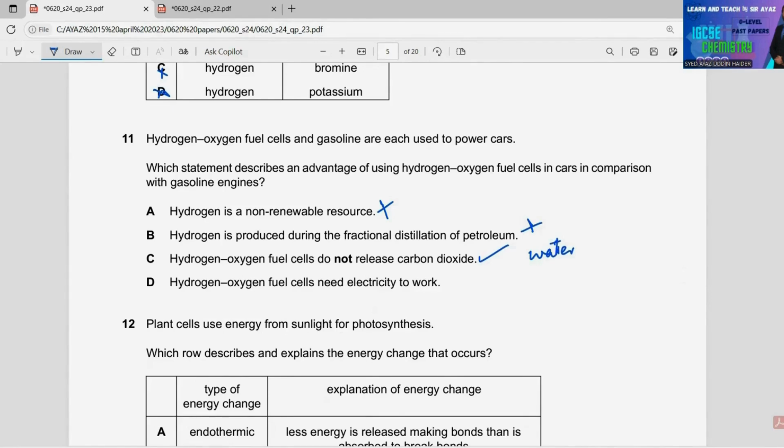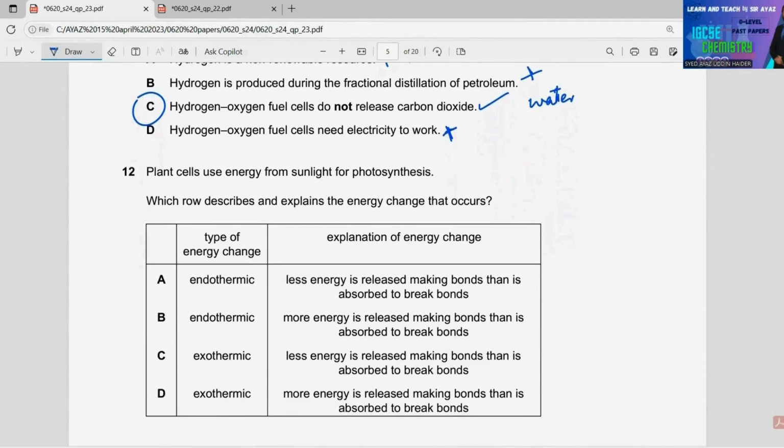For your convenience, I'm reading the last statement. Hydrogen oxygen fuel cells need electricity to work. This is also incorrect. It is used to produce electricity. Does not require electricity to work. So C must be the right answer in this case.